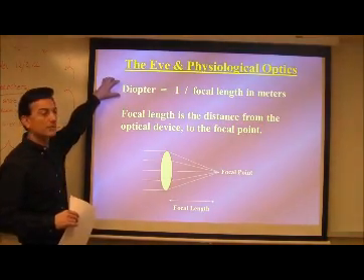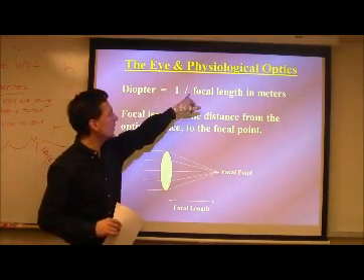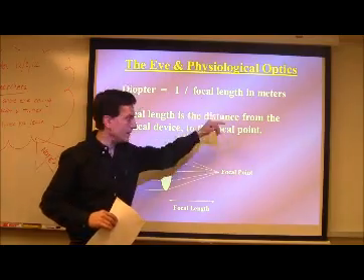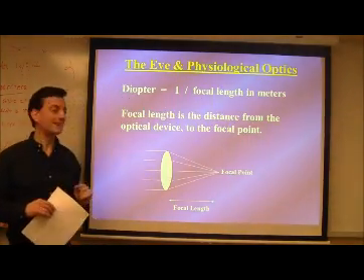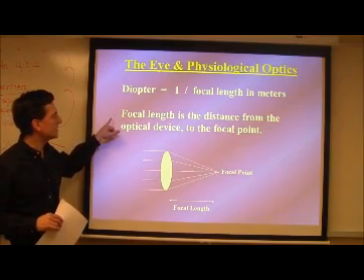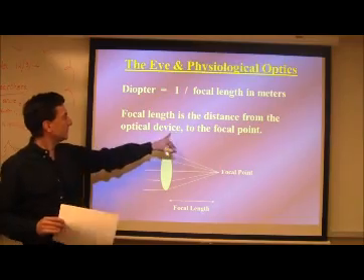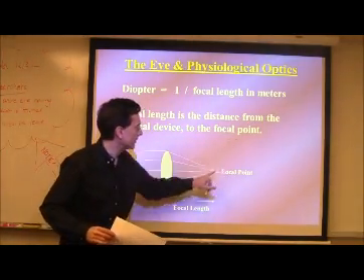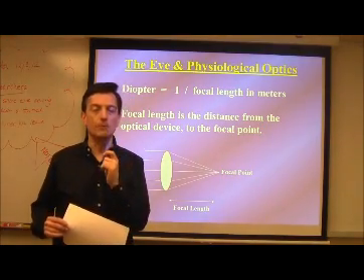Here's the diopter spelled out, and we can define this mathematically as being equal to 1 over the focal length in meters. But now that we've introduced focal length, we have to define that as well. Focal length is the distance from the optical device, that might be your cornea, for example, to the focal point. Okay? And the focal point is going to be back here. In the case of the eye, the focal point will be the retina.